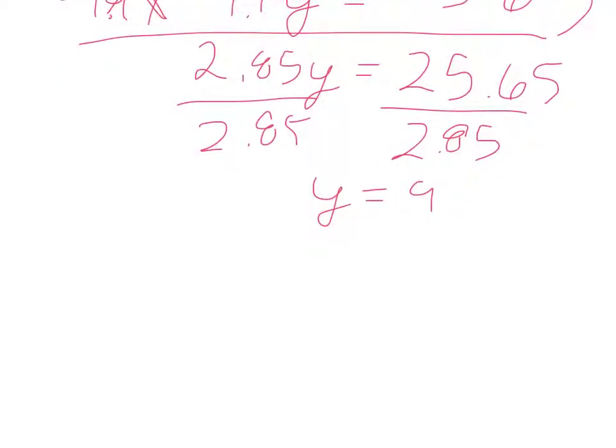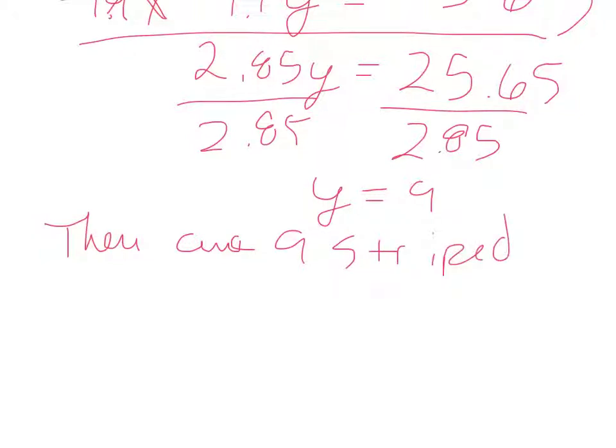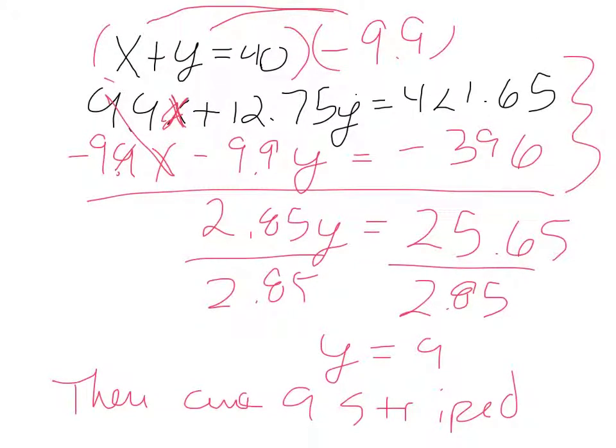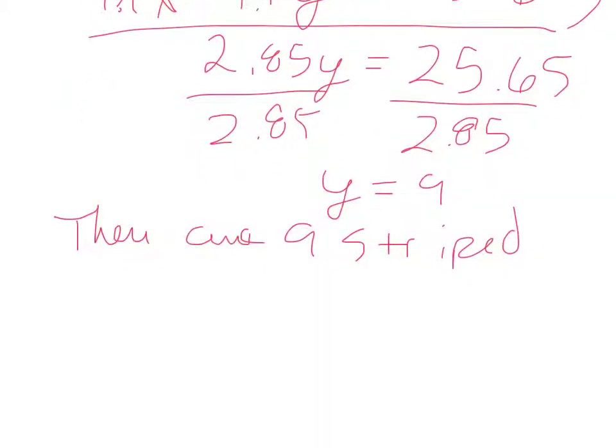So we can say there are 9 striped neck warmers. And if you recall, there's 40 total. So we can say, well, if 9 of them were striped, well then 31, the rest of them were solid. So 9 were striped and 31 were solid. Okay, so that's the first one.